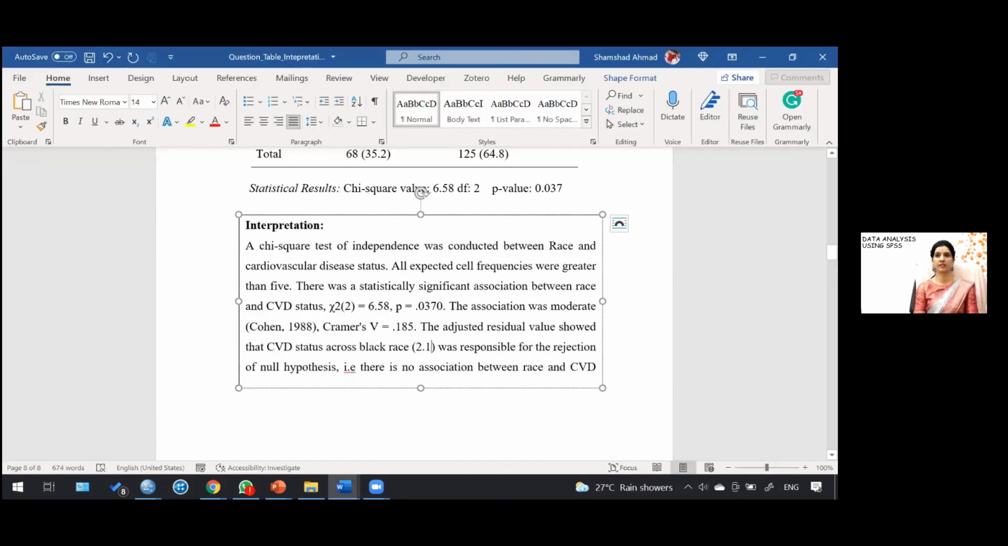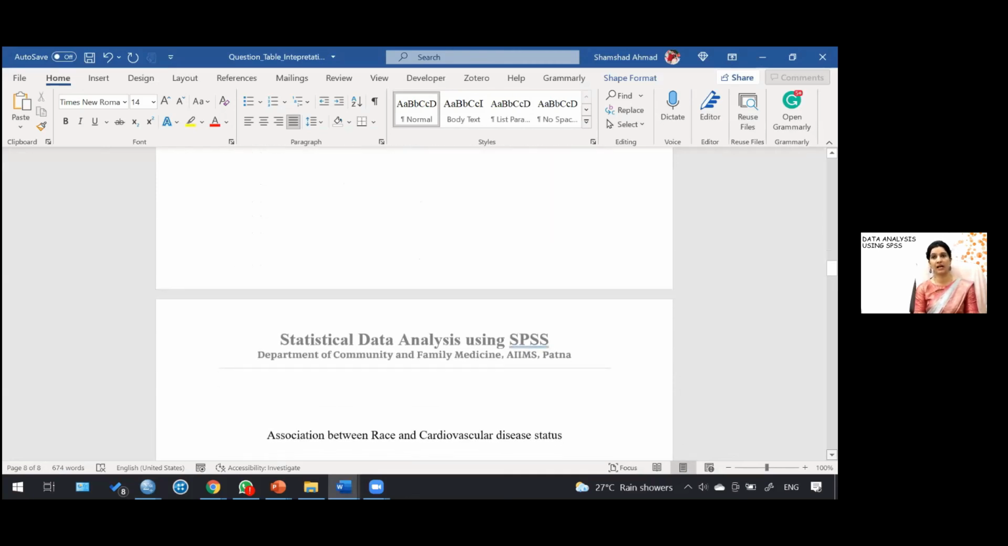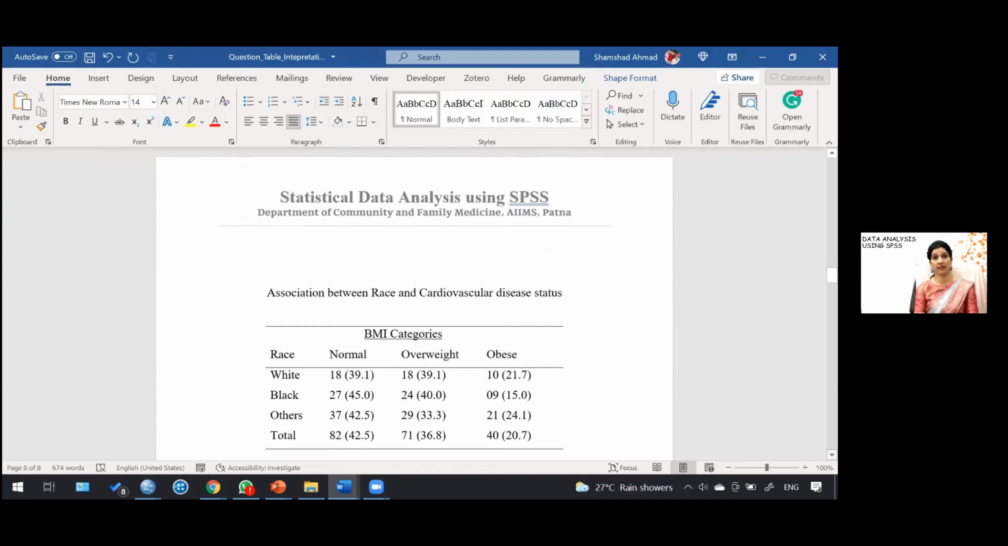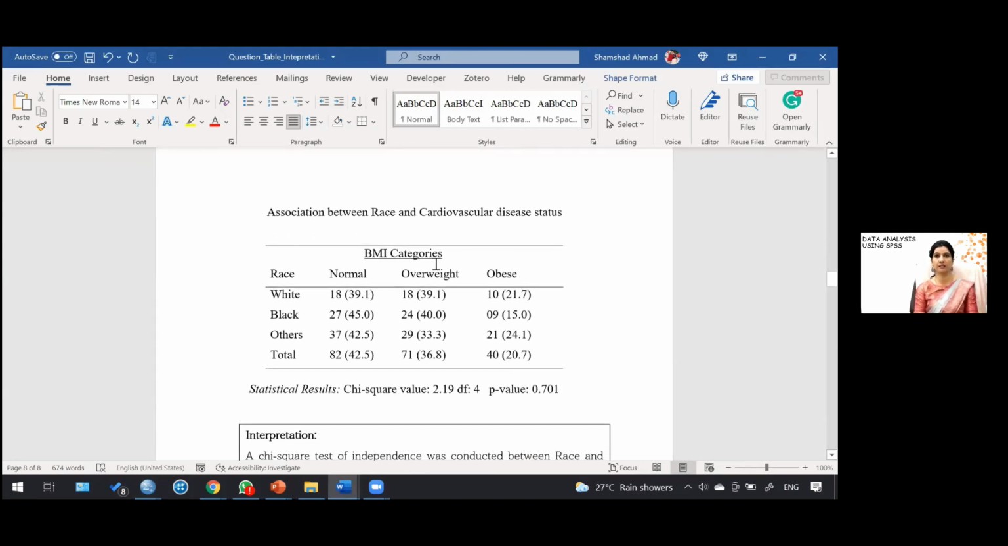So if you see the table, because that is important, entering the values, ultimately our aim is to make a table and enter the values in the table. So this is an APA style table. The table should start with the table number, the title of the table, and the sample size in brackets. Here it is missing, so you can write N=193 in brackets. And then in the columns, you can see the dependent variable, that is normal, overweight, and obese. In the rows, you can see the independent variable, that is race: white, black, and others.